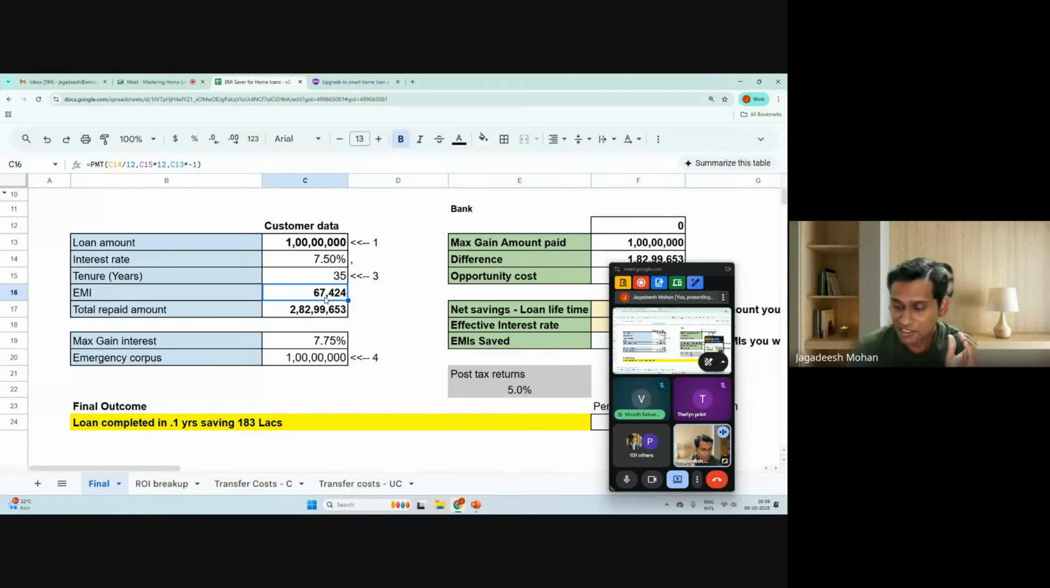Now, this might be a good strategy if you have a short-term or medium-term problem. Like in the next 3 years, you're expecting some cash flow to get sorted out. Let's say you're expecting some property to get disposed of and you're expecting money to come in. This is a good hack to solve for your here and now EMI problem. Okay.